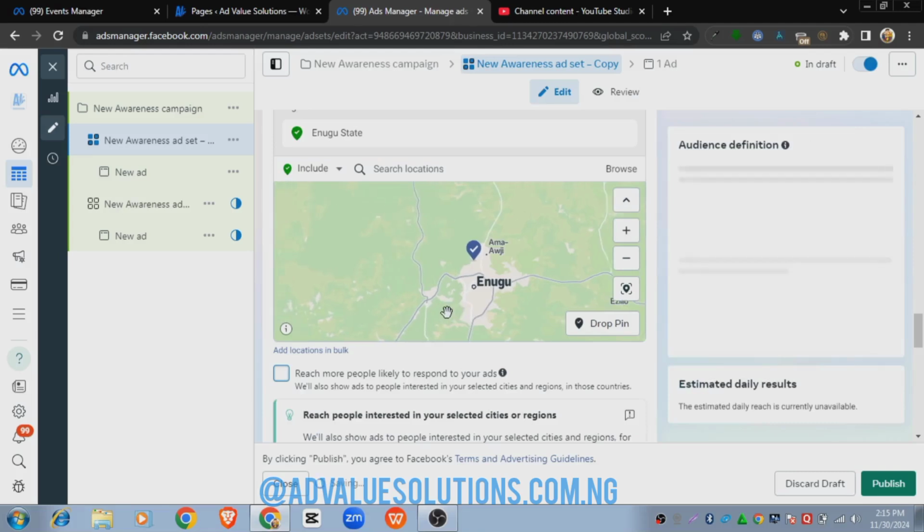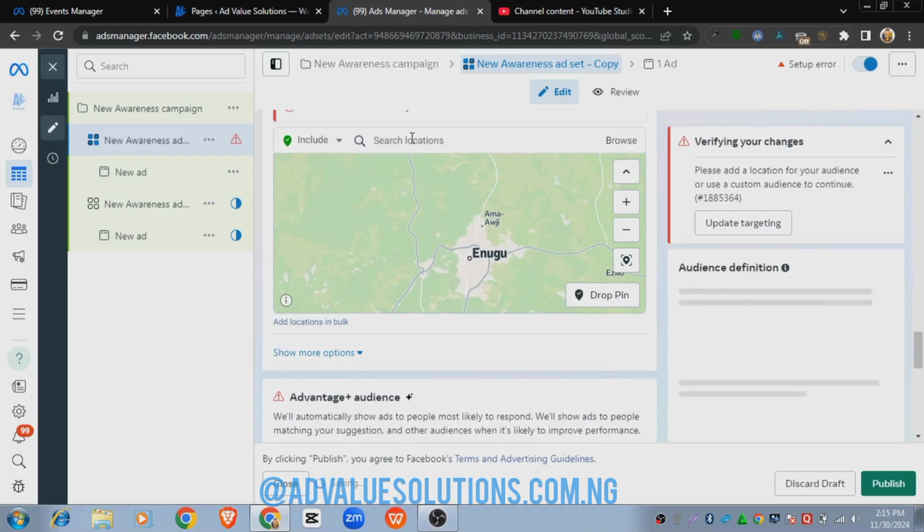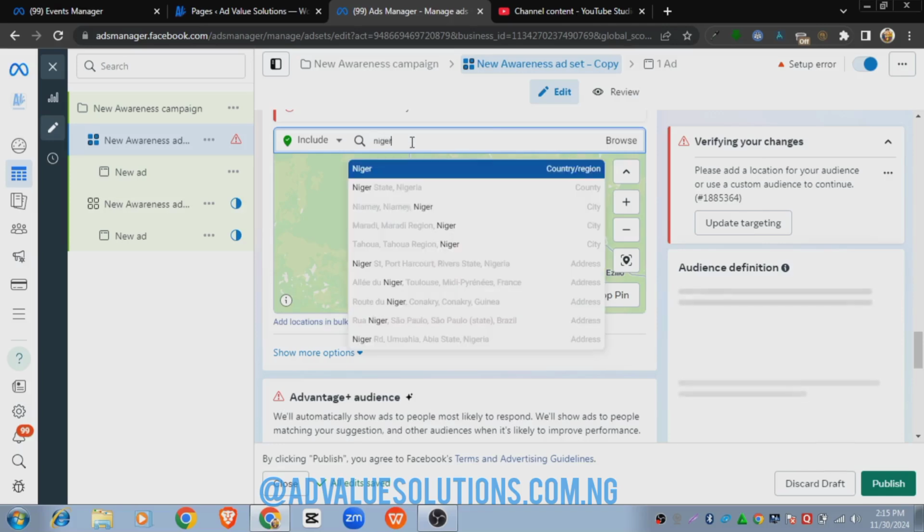You understand? This location restriction would only usually happen if you are selling physical products that you can only deliver to a particular state. But if you can deliver to almost all states, or if you are selling something that is not physical based, just leave it in the whole Nigeria. Yeah, the whole Nigeria, where is it?